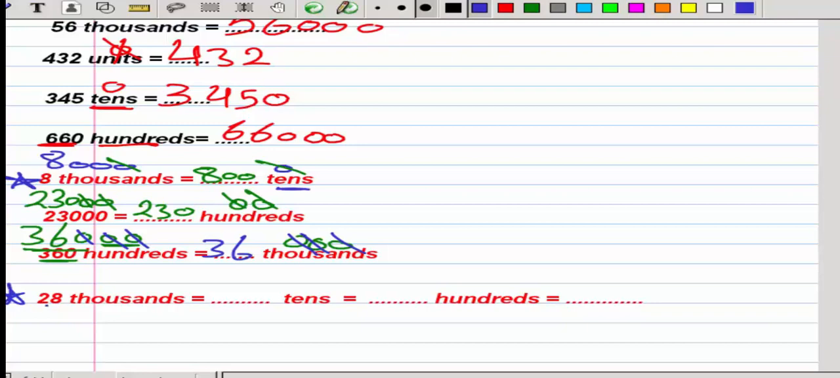Here also he said 28,000. We say 28,000 equals space tens. 10 has only 1 zero. We can cancel together. We can cancel 0 by 0. Remainder here equals 2,800.